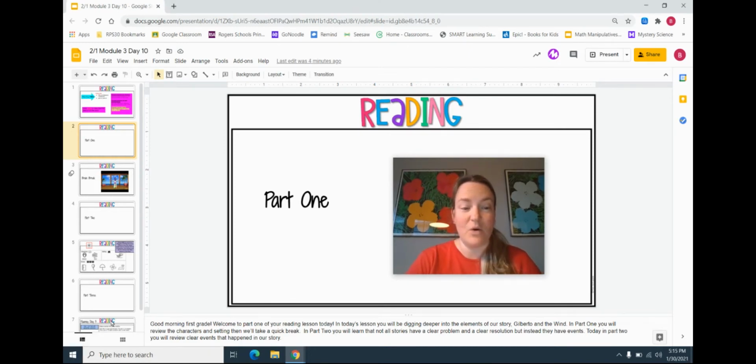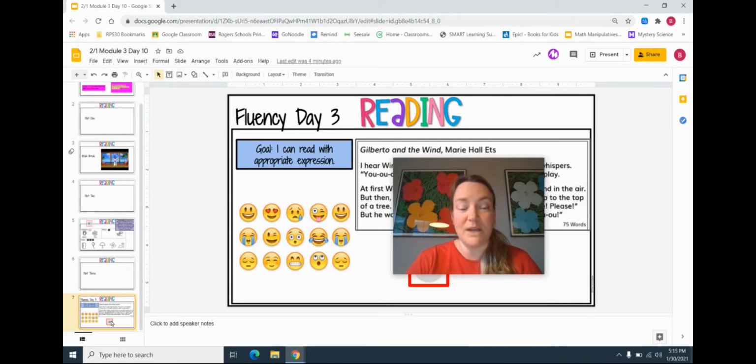Today, our fluency goal is, I can read with appropriate expression. There's more to it, and there's a little voice note here, but that is our goal, and that is what you're going to be practicing today when you read your passage, okay?